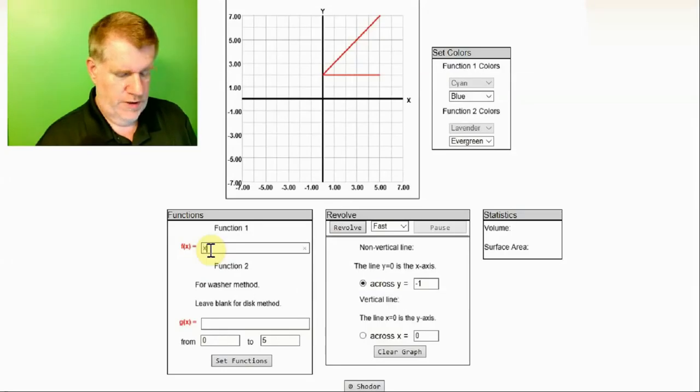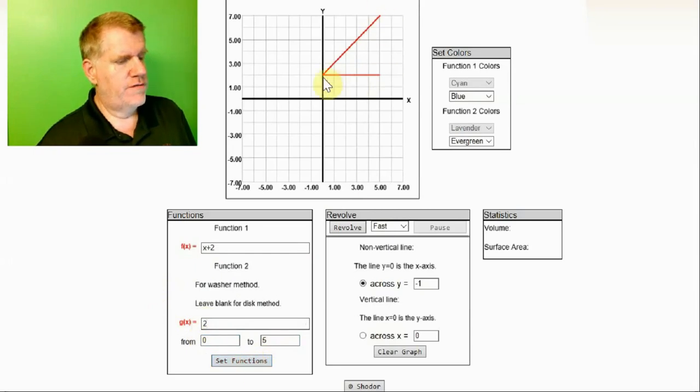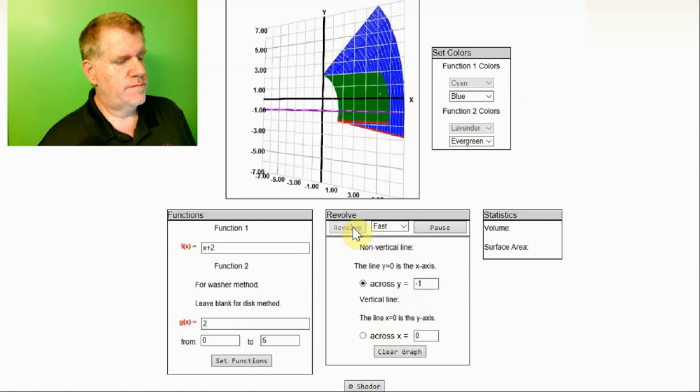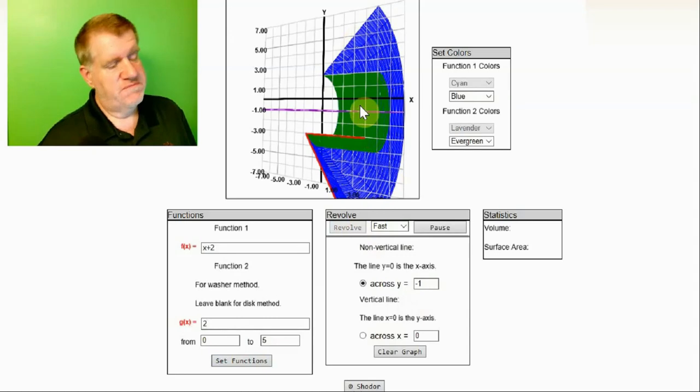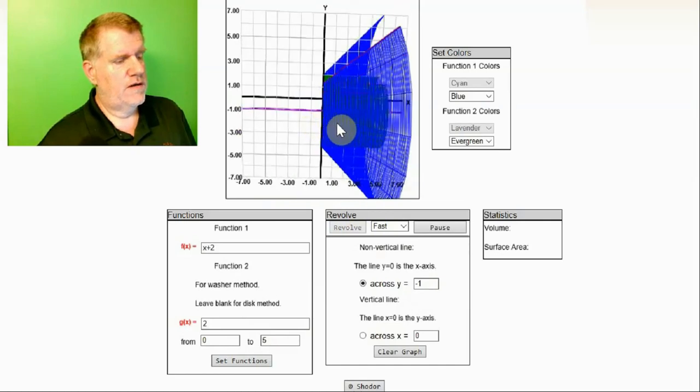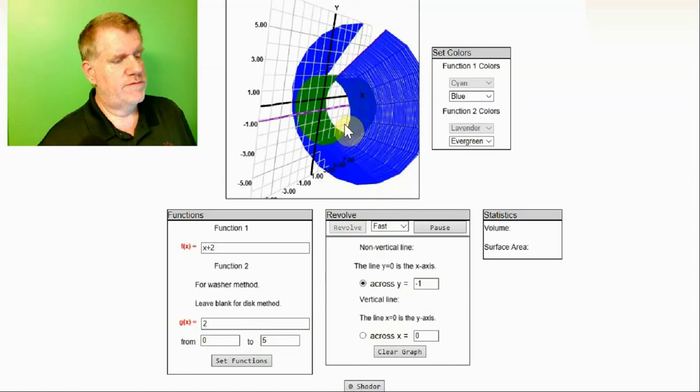All right, here's our function of x plus 2, our other function of 2. We're going to go from 0 to 5. There's the region. We're going to be rotating it around the line y equals -1. So take a look. Notice from -1 that makes this a wider swing because it's got more distance to travel. So there we go. Got a nice little hole in that graph.